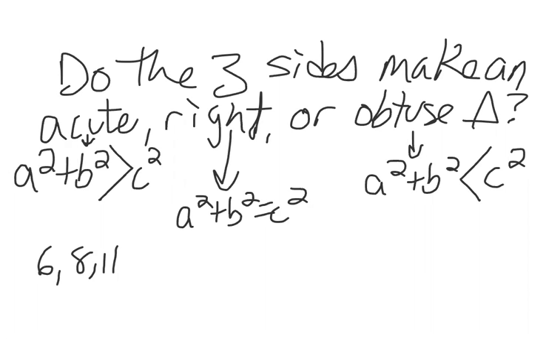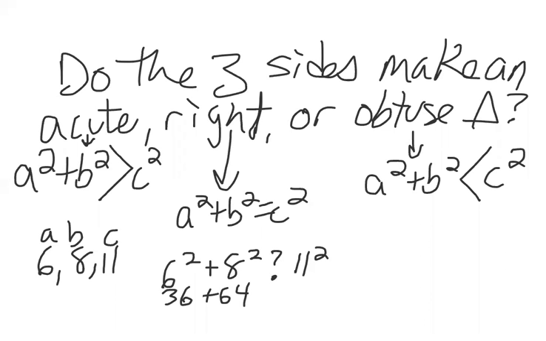You got it. So that's got to go in for C. So I'll just do A and B like that. All right, so let's see here. 6 squared plus 8 squared. How does that match up to 11 squared? 36, 64, 121. So 36 and 64 happens to be 100.